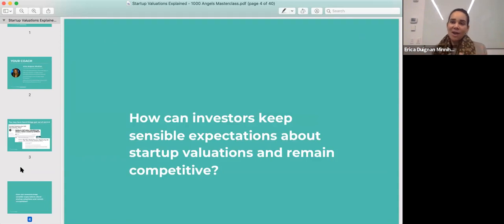And as investors, it's our responsibility to make sure that we have sensible expectations about startup valuations, but that we still remain competitive, right? Things are very cyclical in the markets. There's no hard and fast rule. When people are more excited about startup investing and there's more capital flowing in at the early stage and folks feel optimistic, the market can get a little bit frothy. That doesn't mean that you shouldn't invest, right? Because this isn't sort of a market timing sort of asset class.